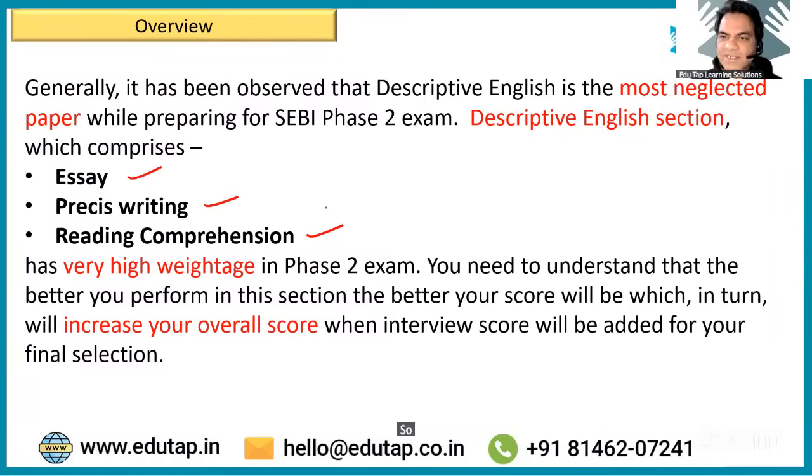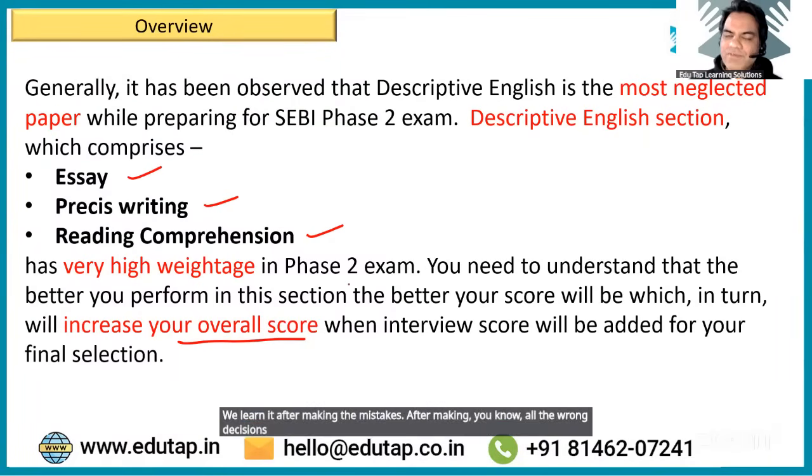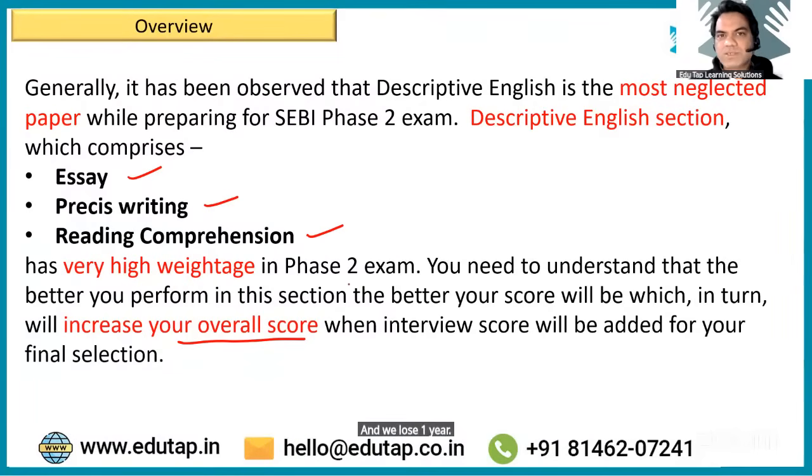So please understand, descriptive English holds very high weightage in the phase 2 exam. You need to understand that the better you perform in this section, the better your score, which will in turn increase your overall score. जो final selection में होता है, that is where this is going to play a crucial role. That is where it becomes a game changer, and we learn it the hard way. We learn it after making the mistakes, after making all the wrong decisions. That is when we learn, oh, descriptive English, we should have prepared for it. And we lose 1 year, and that is where we lose most of our interest here. But still we have a bright chance in front of us, and we can still do a lot with this.